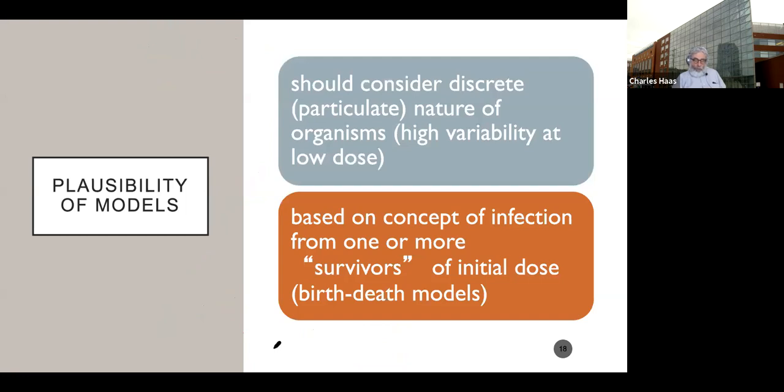So what do we use for a dose response model? Well, the model should consider the fact that the organisms themselves are discrete. They're particles. And so if we have a small number of organisms, there's random variability, especially at low dose.